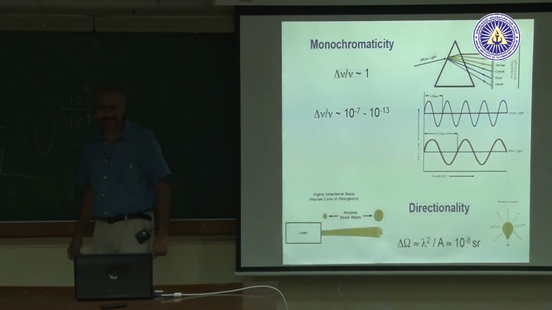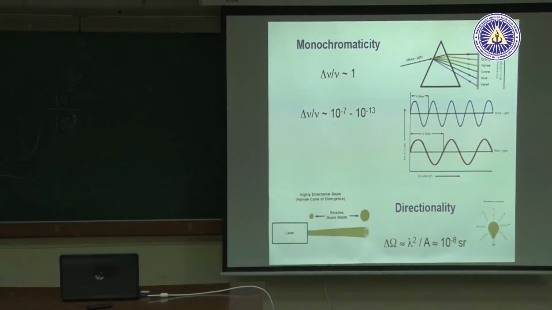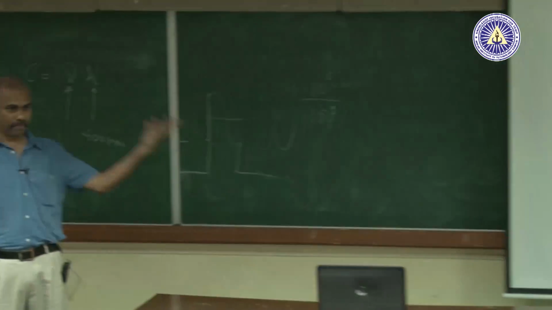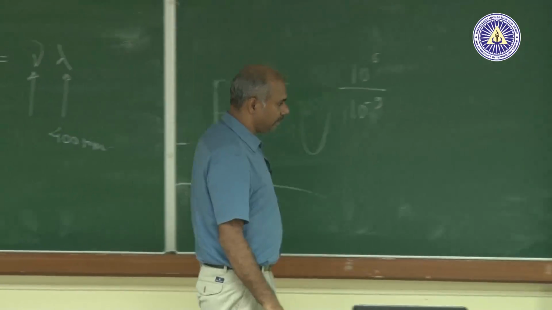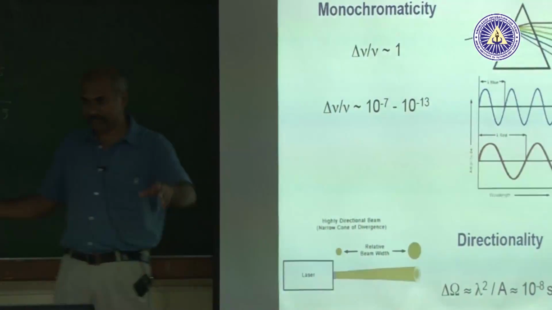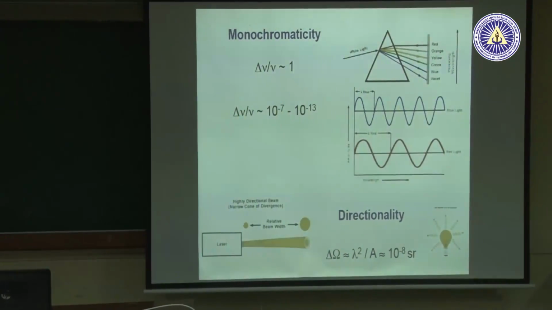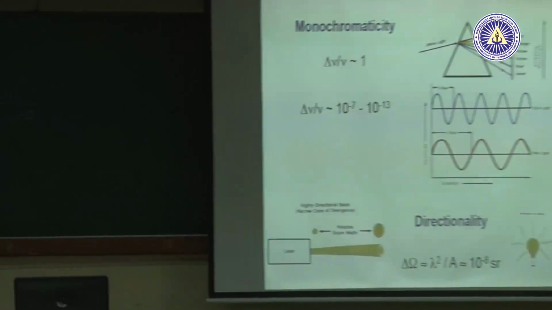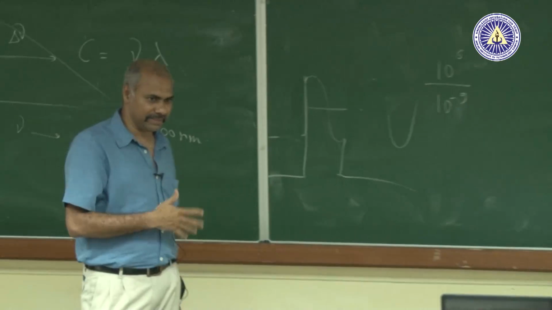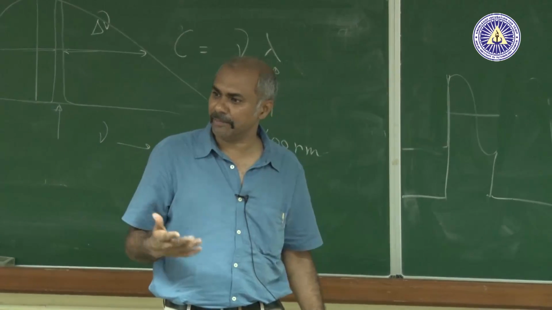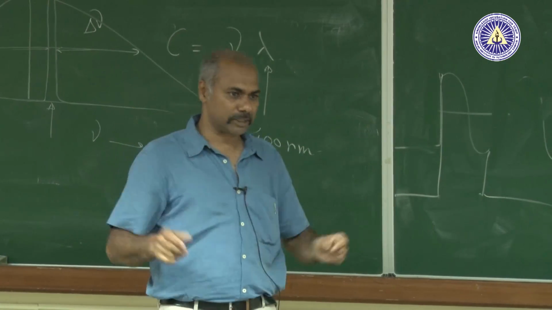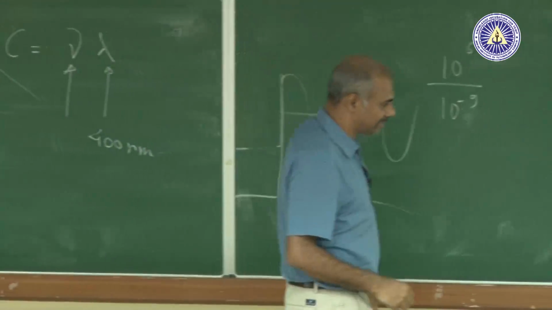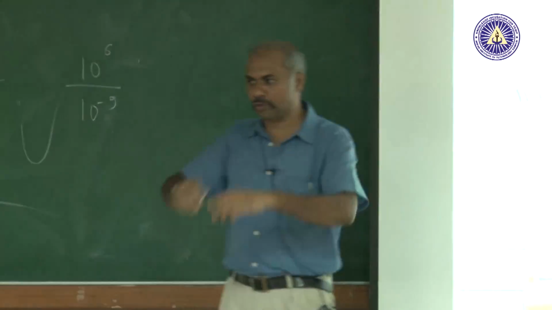What about directionality? It is extremely directional. Sunlight will give you light all over, in all 4 pi directions. Whereas laser light gives you something which is very directed. It is not really parallel, by the way. Nothing can ever be parallel. That is because of something called diffraction limitation. Anything which is finite will actually expand. That's a limitation that is there intrinsically. But this can be an extremely narrow cone.